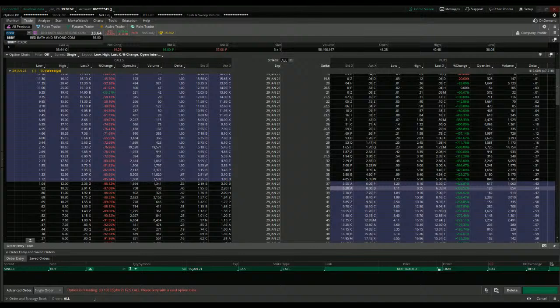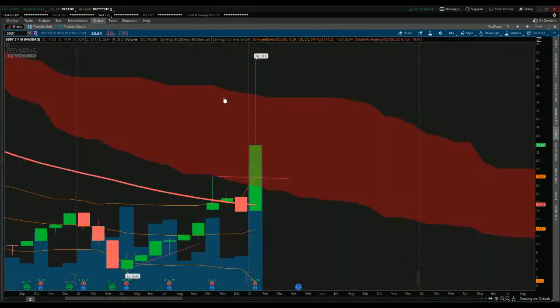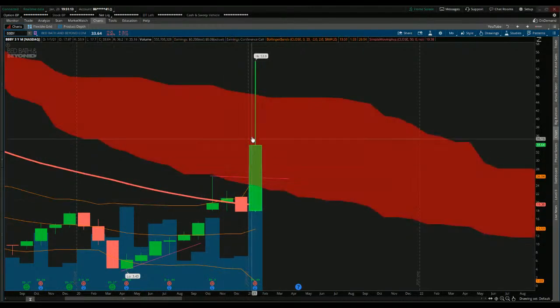The other thing volatility can do: typically, volatility tends to go up when the stock price goes down, right? And why is that? Well, typically it takes the stairs up and the elevator down.